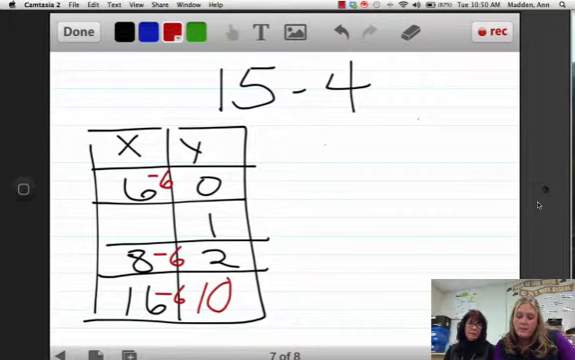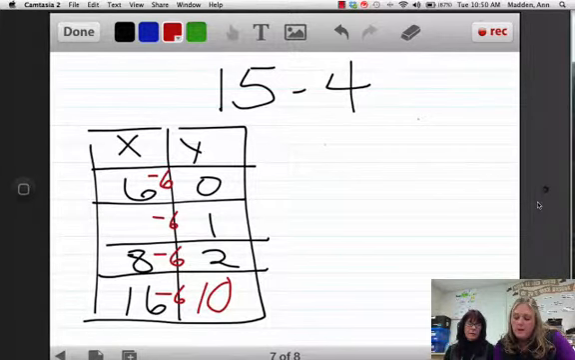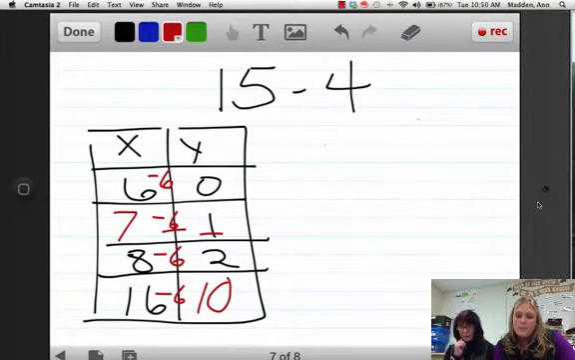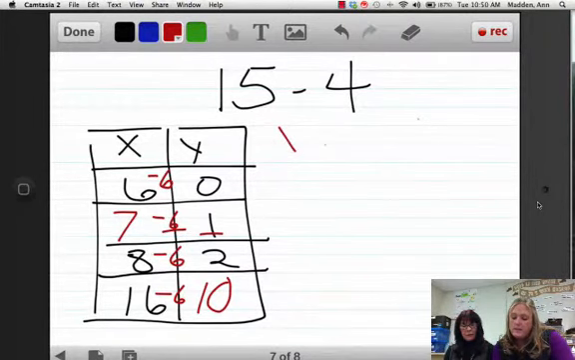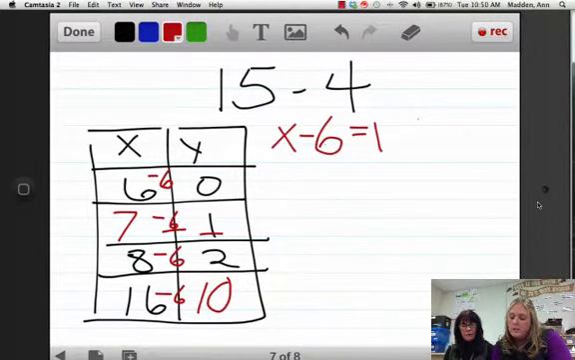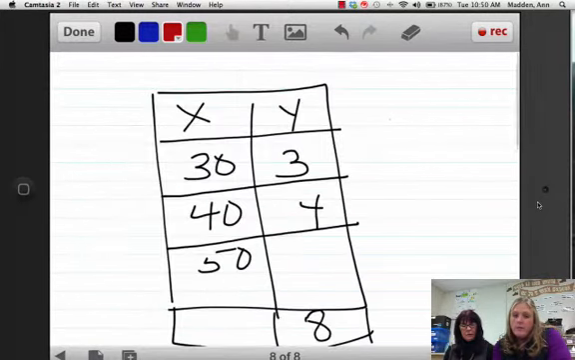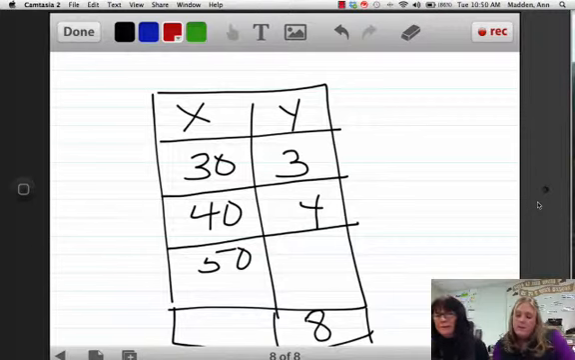And Mrs. Lamari talked about the inverse. I need something minus the 6 to equal 1. Well, I'm going to do the inverse. I'm going to do 1 plus 6 would be 7, because 7 minus 6 equals 1. You should have also written down your equation. X minus 6 equals your y. One last one, copy it down. Mrs. Lamari will go over it and then see if you were correct.